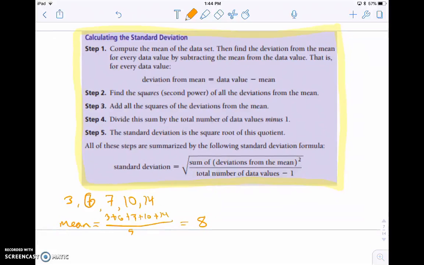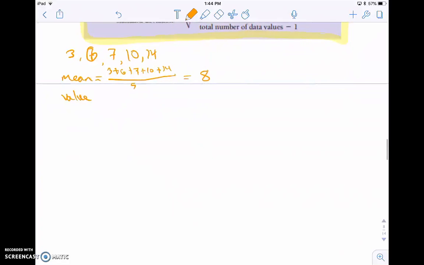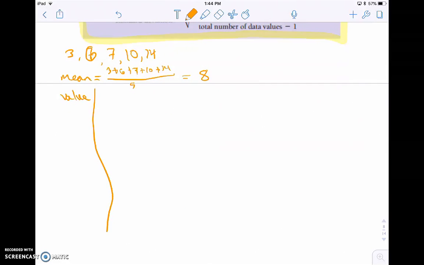Once we have found the mean, then what we need to do is find the deviations for each data entry. So I'm going to create a little table here. This is going to be our value. Well, that is not straight. Luckily, it will fix it for me.